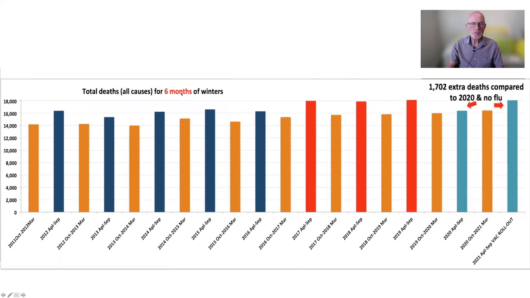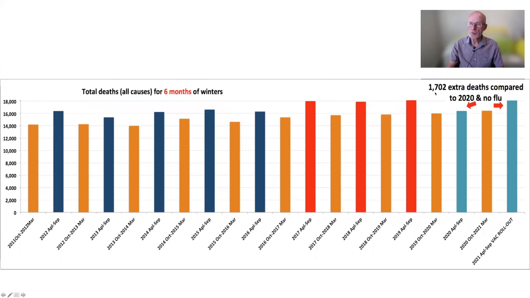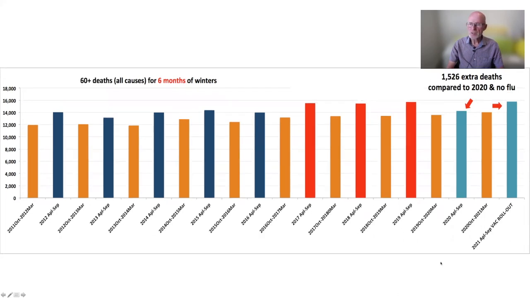And over here, this is a 6 month period, remember. So there's 1,702 deaths, 1,702 extra deaths. And if you go for 9 months, it was about 2,000, as I mentioned before. And again, you can see the 60 plus is 1,526. So most of those winter deaths were 60 plus.